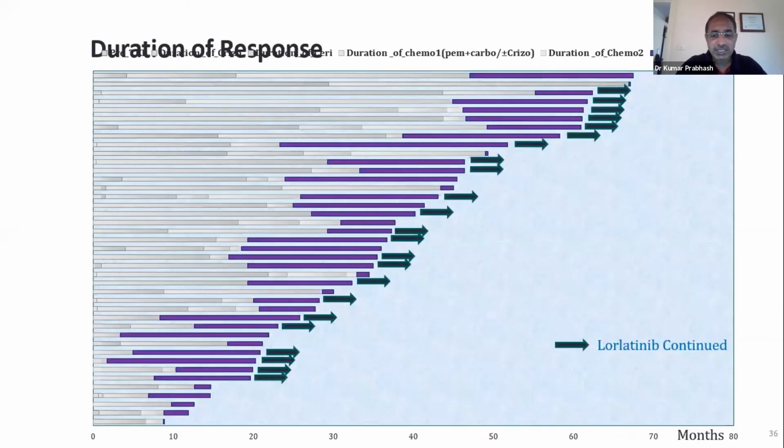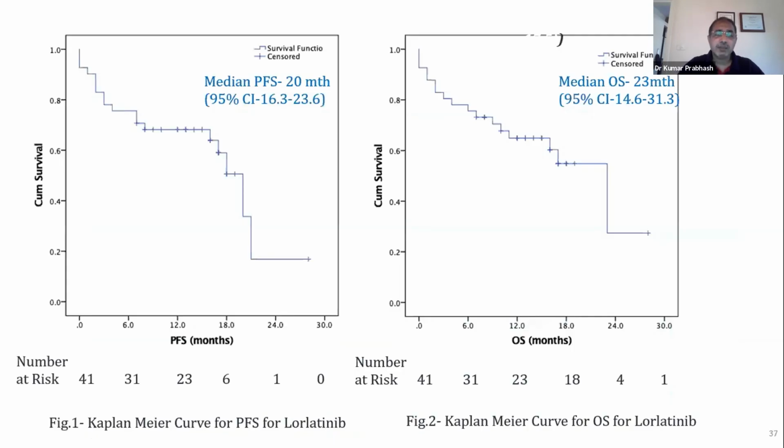Duration of response. This swimmer plot suggests that in a good number of patients lorlatinib can give a sustained response. This also gets reflected in our PFS data, and what we see here, these patients in second line setting are the patients who are intolerant to the first line treatment. The median PFS in our population, that is the clinical use, was around 20 months. If you see the survival, the median survival was around 23 months, but that data is immature at this moment.